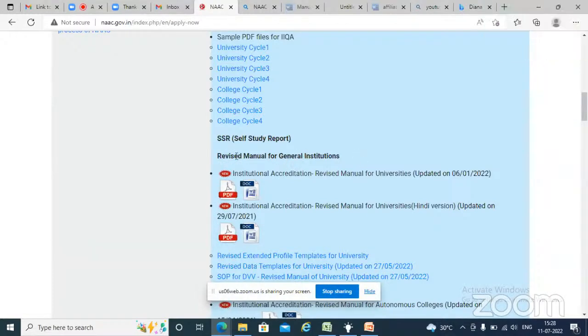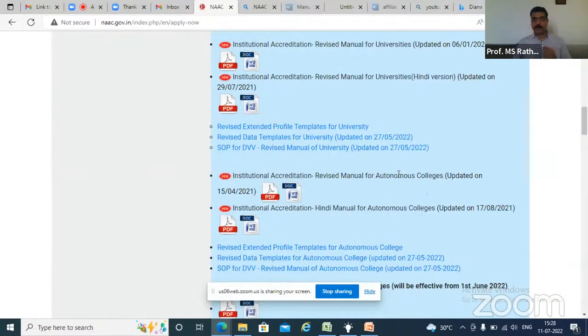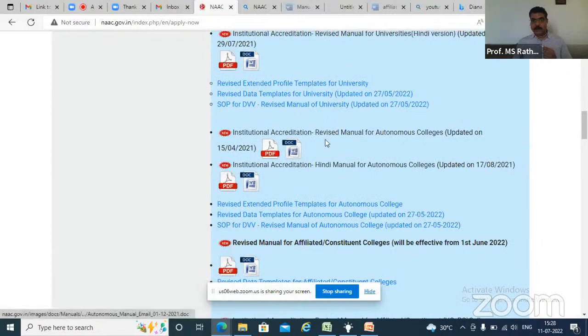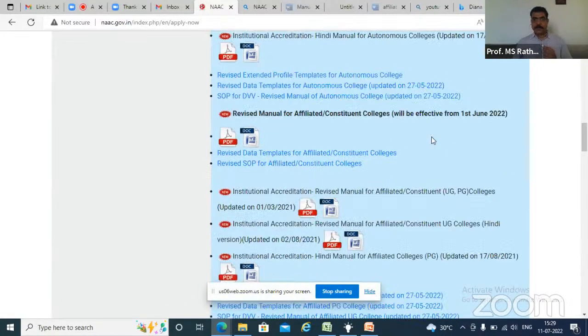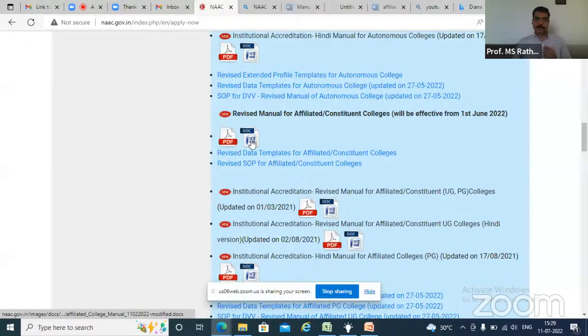Here you see, do not get confused by this heading. The title Revised Manual for Universities is there, but it's not applicable to us. We have to go further down. Revised Manual for Autonomous Colleges is not applicable to us either. Then there is the Revised Manual for Affiliated or Constituent Institutions, effective from 1st of June 2020. So this is the manual that you have to download.